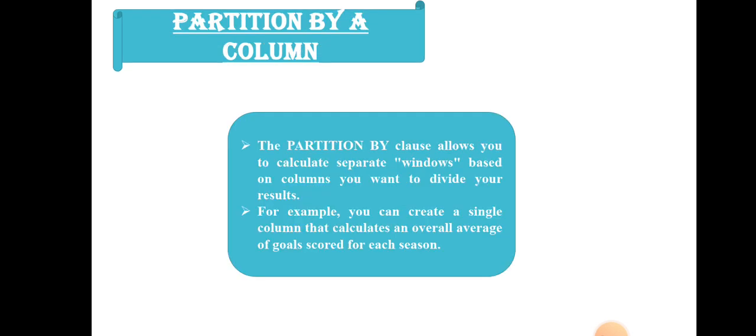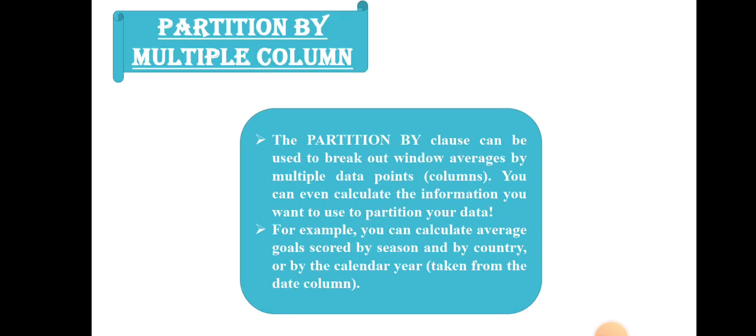First is partition by a column. The PARTITION BY clause allows you to calculate separate windows based on columns by which you want to divide your results. For example, you can create a single column that calculates an overall average of goals scored for each season.